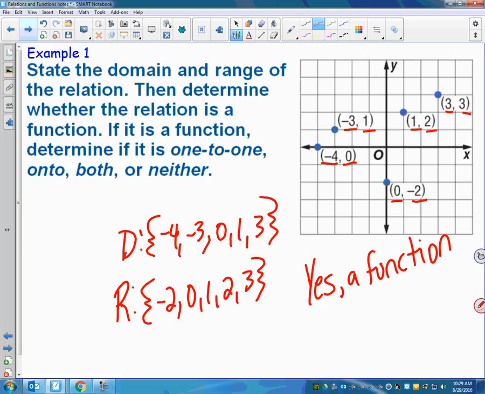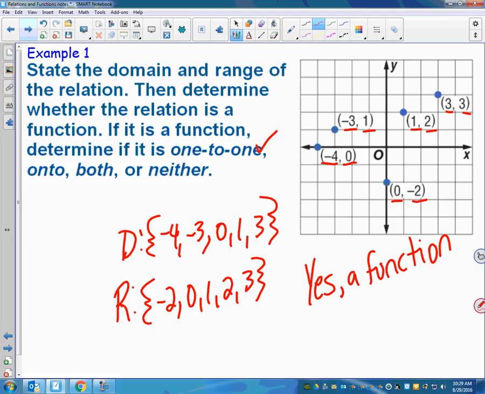Is it a function? We did that part. New part that you didn't do in Algebra 1, we want to say, is it 1-to-1? Is it on-to? Is it both? Is it neither? 1-to-1, are all the y values also different? Yes. On-to, are all the y values that have points on them, are they all used?